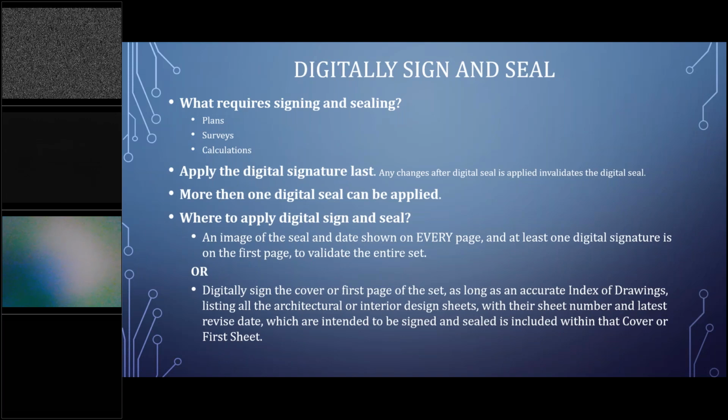Where to apply the digital sign and seal? So this is also a question we get asked often. An image of the seal and date should be shown on every page. But the digital seal itself only needs to be applied to the first page of the set. So when the files are in a set, like I said in the first slide about combining your plan, so all A sheets are combined in a set, and so it's one PDF, a multi-page PDF, then you only need to apply the digital seal on the first page, and that validates the entire set.